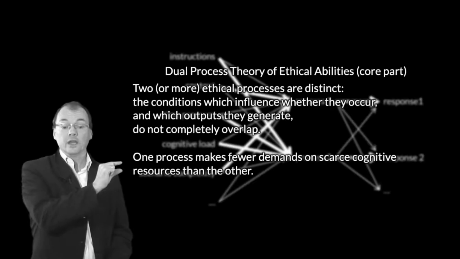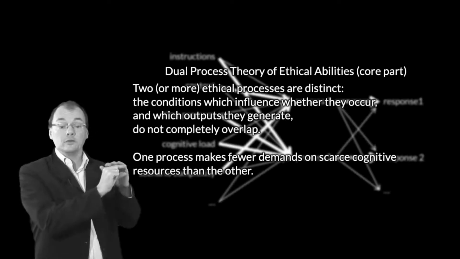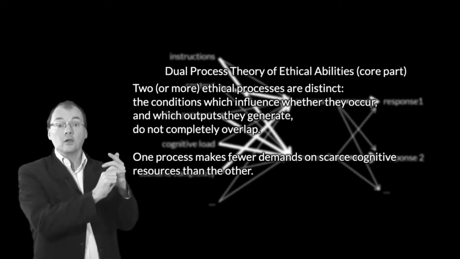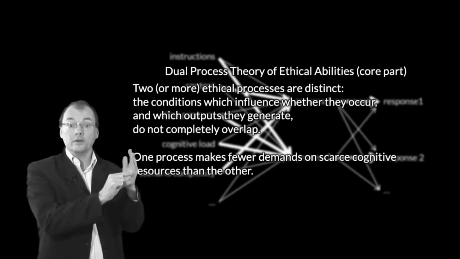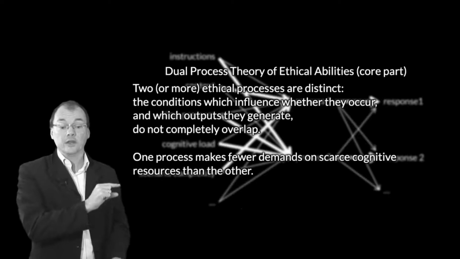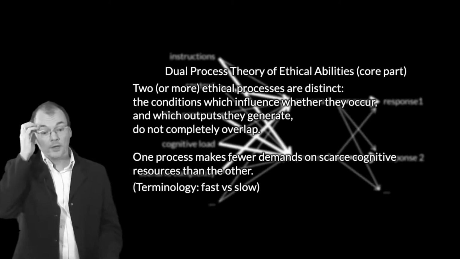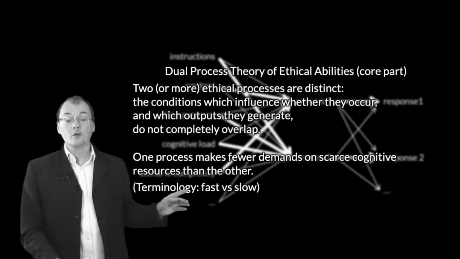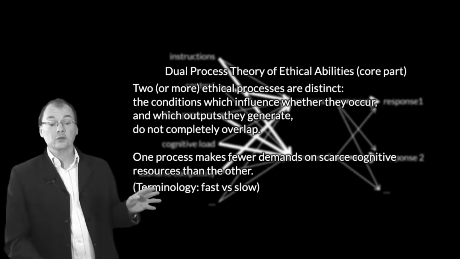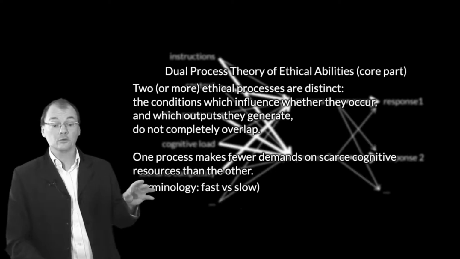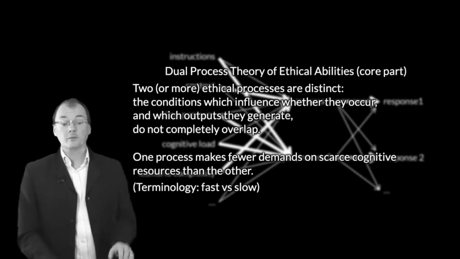So that means that if a process makes fewer demands on scarce cognitive resources, then increasing cognitive load by asking you to remember a 4-digit number or a 5-digit number or to count backwards will have less effect on this process than the other one. And we can mark that by using Kahneman's terminology, or terminology that he popularized. We can talk about a fast process, which is one that makes fewer demands on scarce cognitive resources, and a slower process, one that makes more.